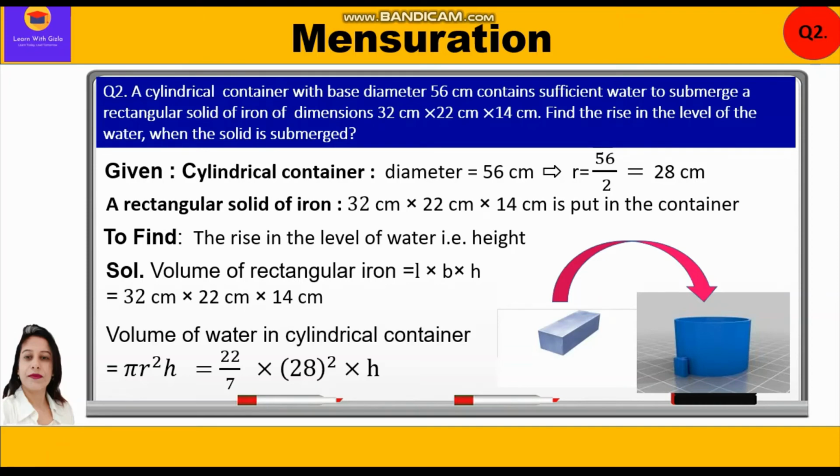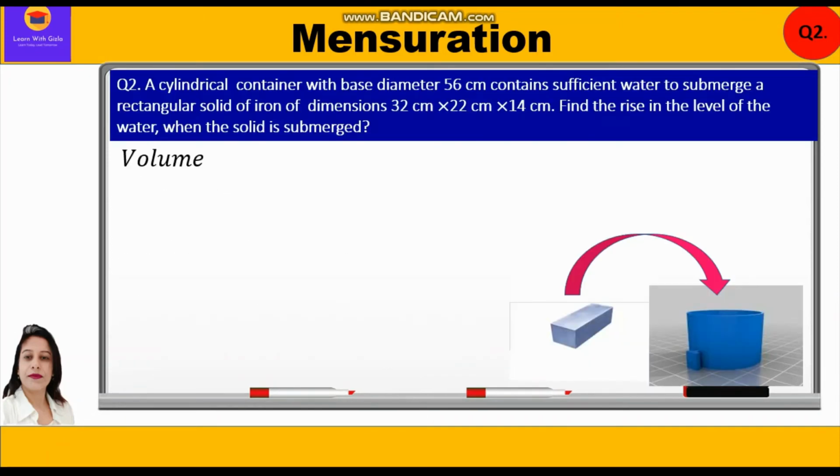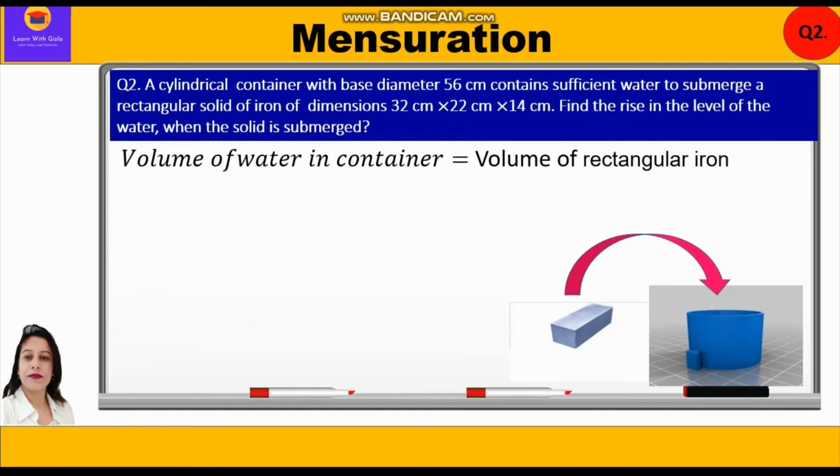Now according to the question, this rectangular solid of iron was completely submerged in the water which is contained in this container and which caused the rise in the level of water also. So we can say the volume of water which is contained in this container is equal to the volume of the rectangular iron. Further we will write 22 by 7 into 28 square into h, which is equal to 32 into 22 into 14. That means volume of the cylinder is equal to volume of cuboid.